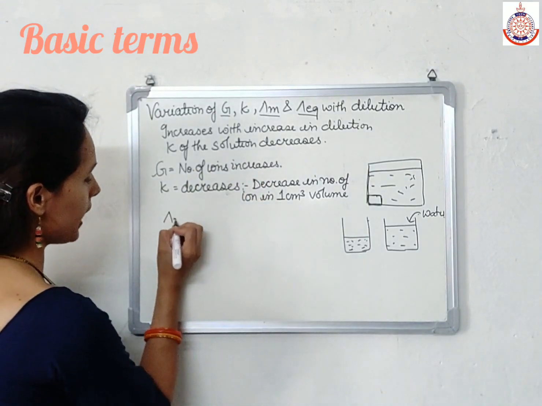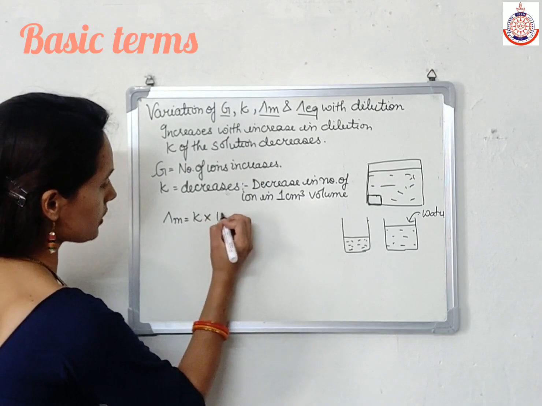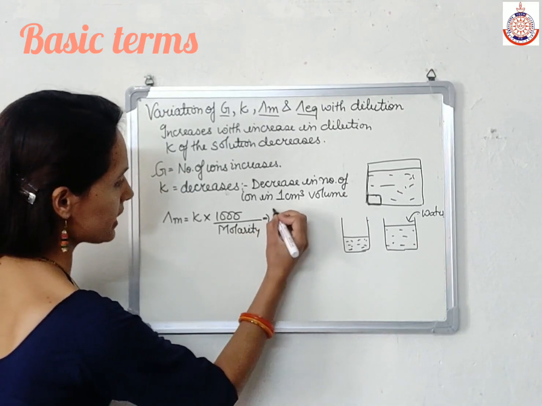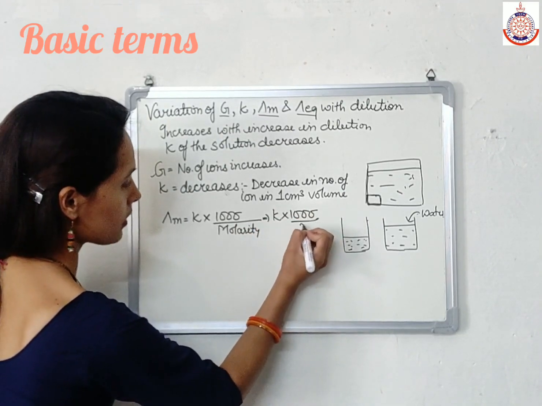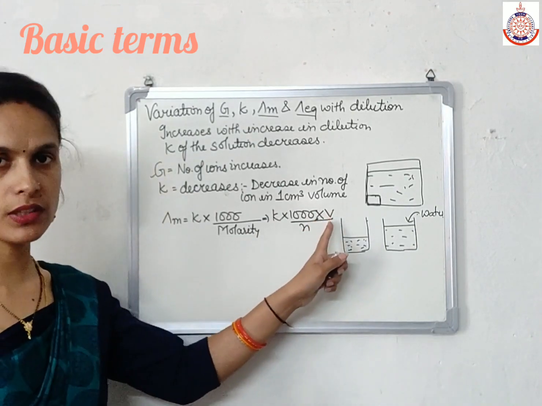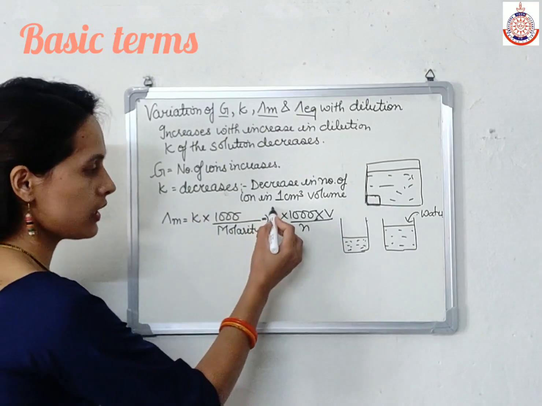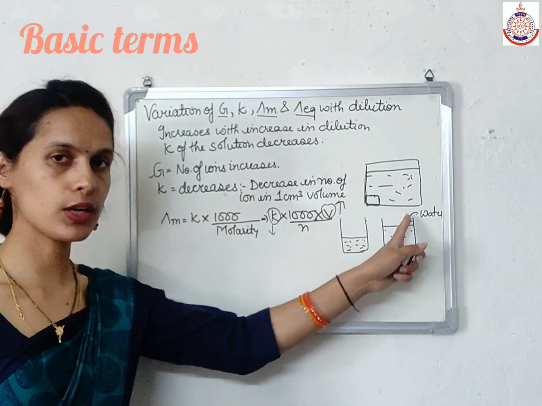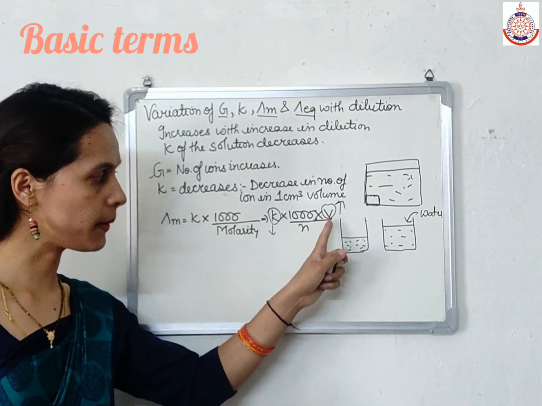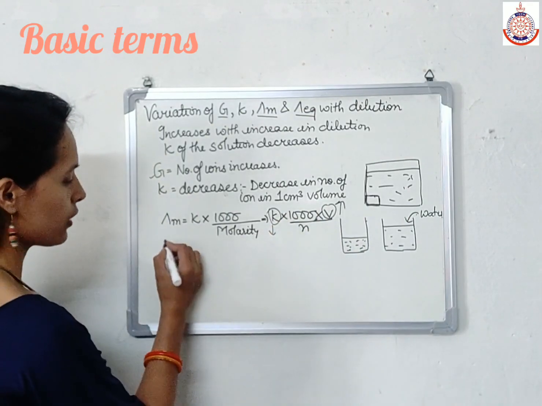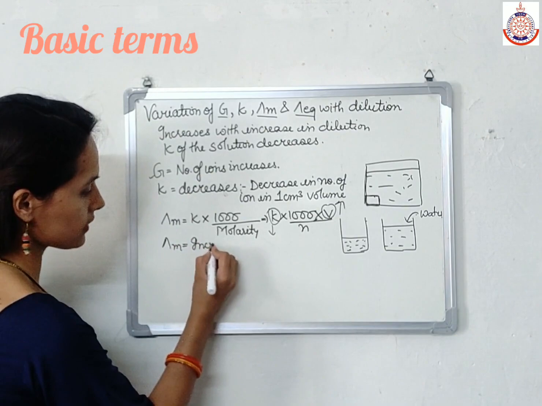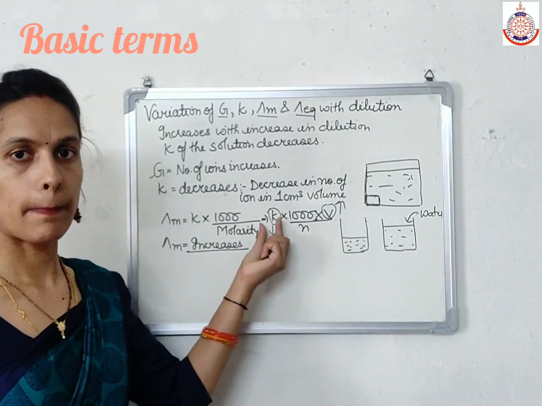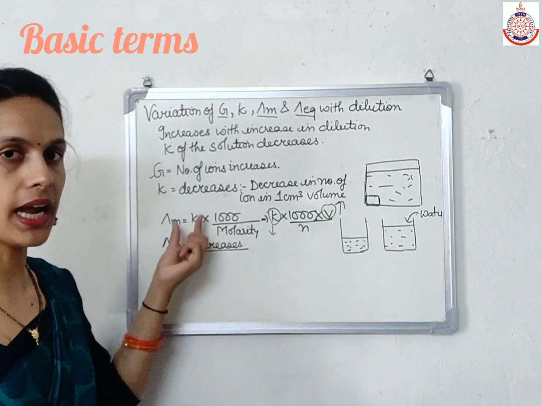Now if I talk about lambda m equals K into 1000 divided by molarity. Now what is molarity? Molarity is the number of moles present per liter of the solution. Now on dilution K decreases but volume increases, and the increase in volume compensates the decrease of K, as a result of which lambda m also increases. So though K decreases, but due to the increase in V, lambda m increases.